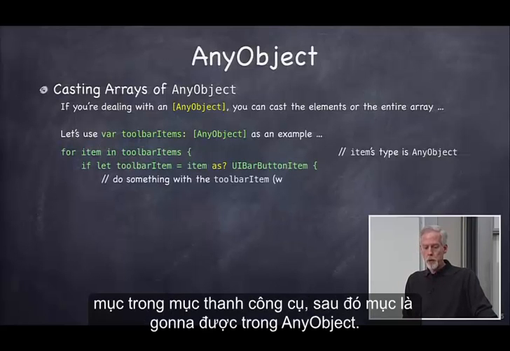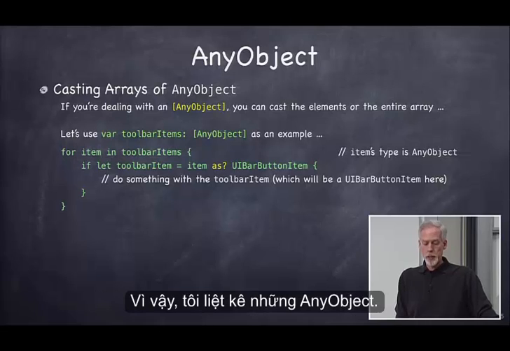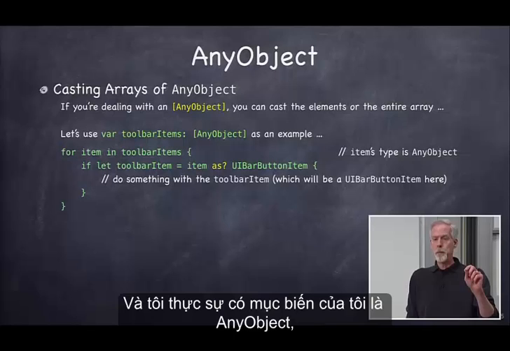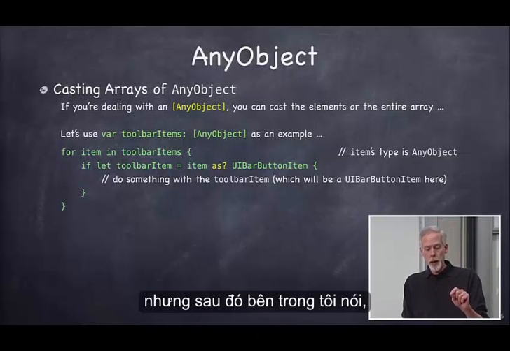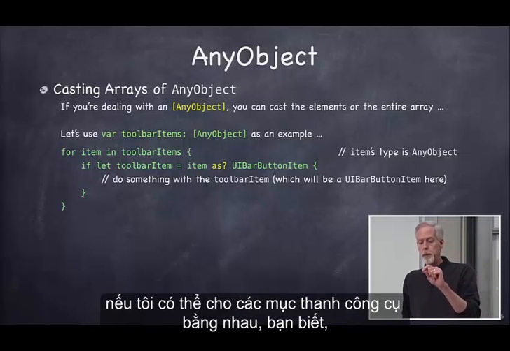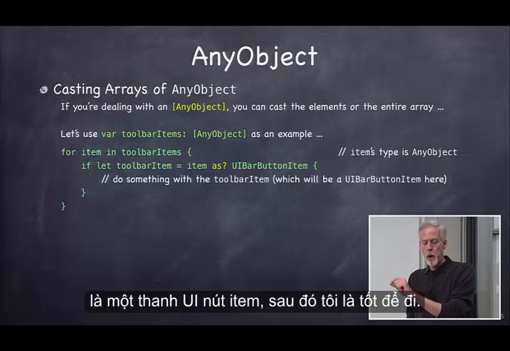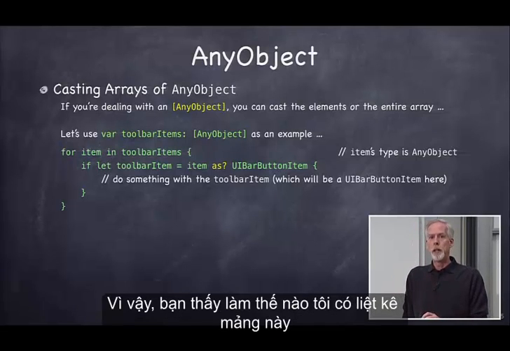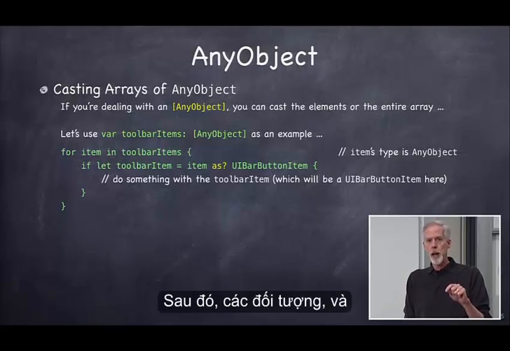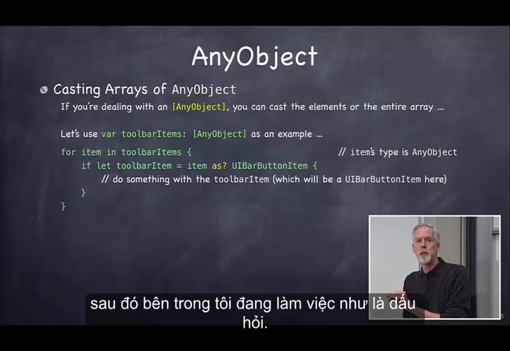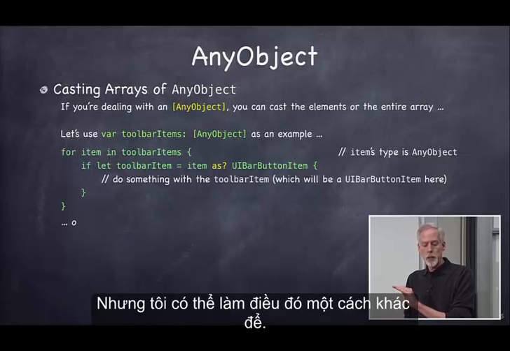So I can say for item in toolbarItems, then item is going to be an AnyObject. So I'm enumerating those AnyObjects, and I'm actually having my variable item be AnyObject. But then inside, I'm saying if I can let the toolbarItem equal, be a UIBarButtonItem, then I'm good to go. So you see how I'm enumerating this array of AnyObjects, and then inside I'm doing the as question mark. But I can do it another way too, okay?